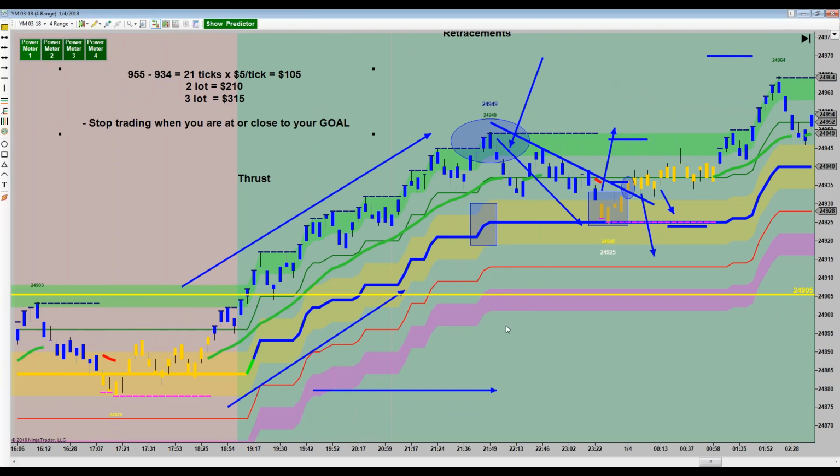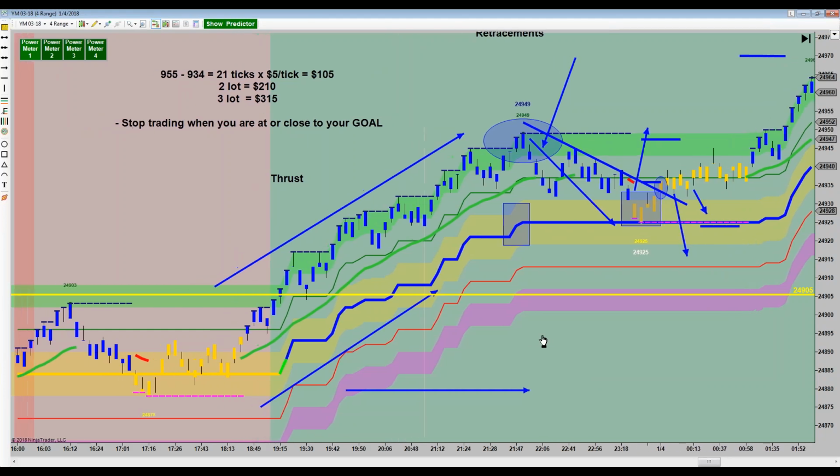Now, what I'm going to do is this. In this next exercise, I'm going to take this chart and advance it bar by bar. And when you think you see a trade that you would take, excuse me, hold on.